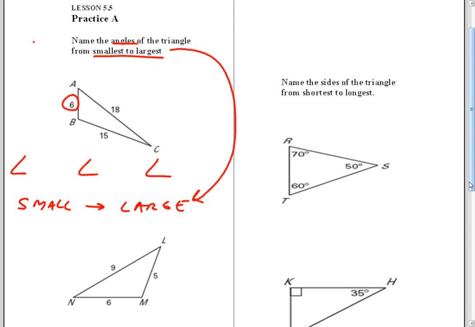Rule. Small angles are opposite small sides. By opposite, we mean on the other side of the triangle. I'm looking over here. That's angle C. Biggest, 18. Big angles are opposite big sides. I look over here. That must be the biggest angle. And the one in between, that's the 15. That's opposite A. Did we all have CAB?